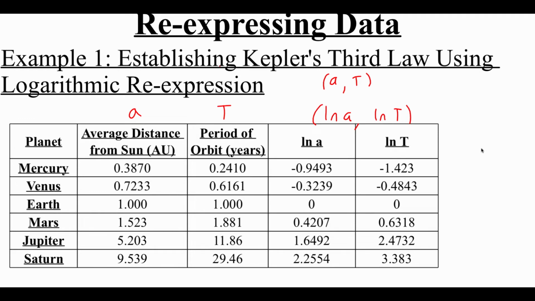So I'm going to take the natural log of each one of these values. I've added in a couple more columns. In this column, I'm taking the natural log of all of those A values, those average distances, and in the column on the end, I'm taking the natural log of all of those periods for our orbit. Now I'm going to take these two new columns of information and plug them into my calculator so that I can do a little bit of work with them.